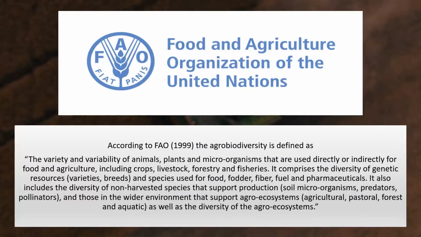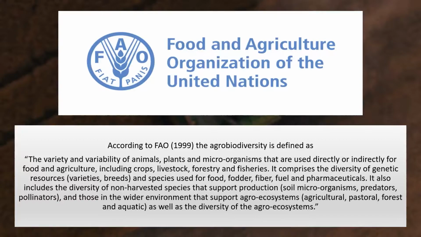Again, if you look into the definition given by the Food and Agriculture Organization in 1999, agrobiodiversity is defined as the variety and variability of animals, plants, and microorganisms that are used directly or indirectly. You should know this particular phrase, directly or indirectly, for food and agriculture, including crops, livestock, forestry, and fisheries. So it comprises the diversity of genetic resources, the varieties, breeds, and species used for food, fodder, fiber, oil, and pharmaceuticals.